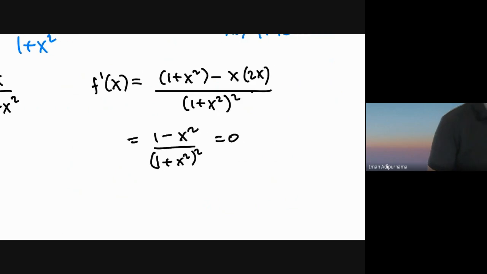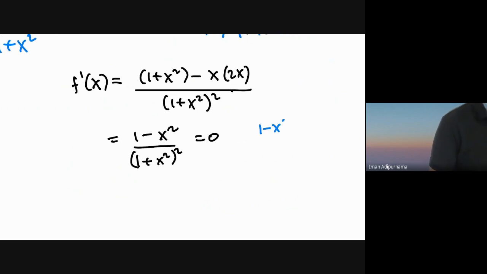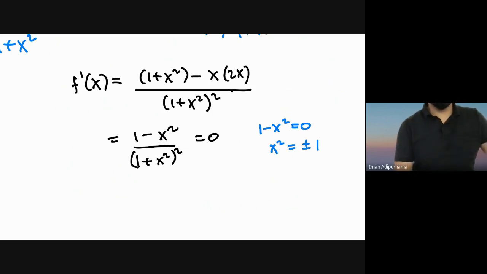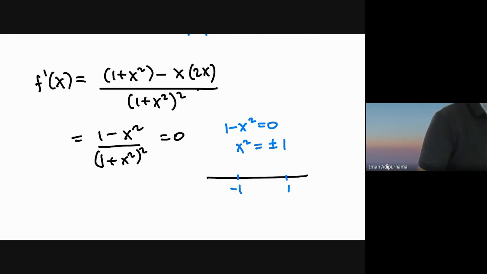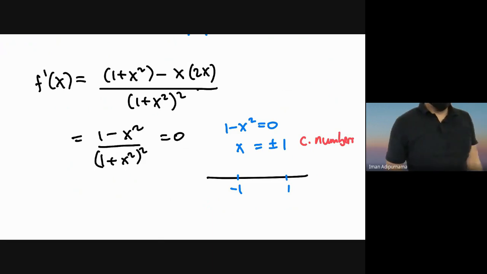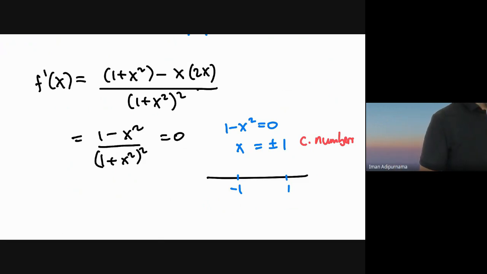So this will be, let me write here. And then maybe we can look first at -1 and 1 as our critical numbers. This is the critical numbers. And then check, this will be positive, this will be negative. So this will be a minimum value, this is the maximum value.